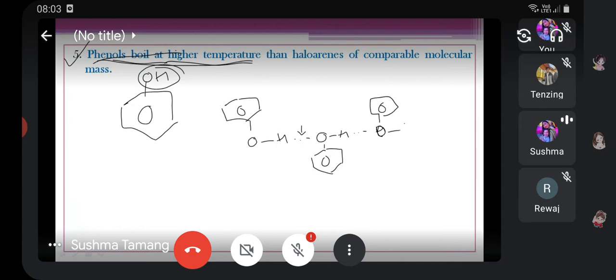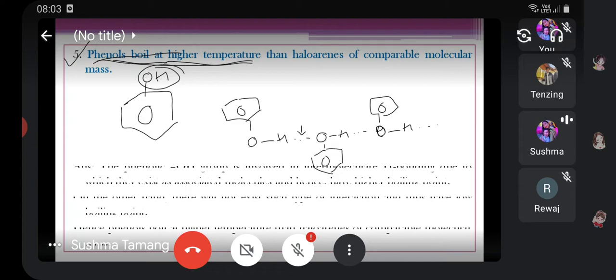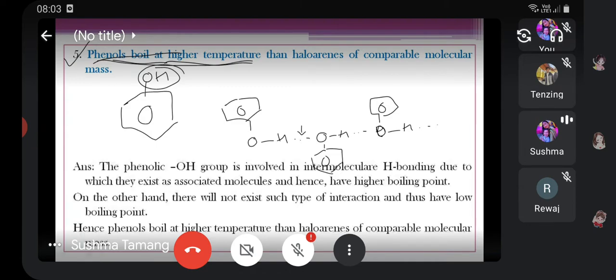The structures are, so this is your hydrogen bond. So phenolic OH group is involved in intermolecular hydrogen bond, due to which they exist as associated molecules and hence have higher boiling point. Such interaction is not there in haloarenes.